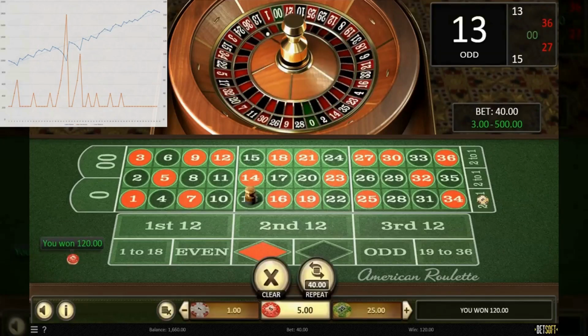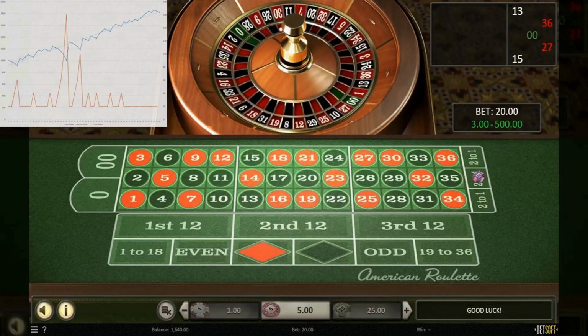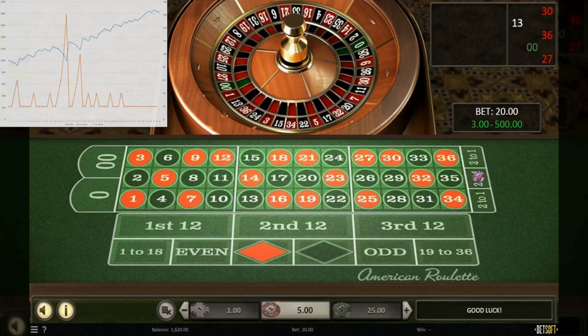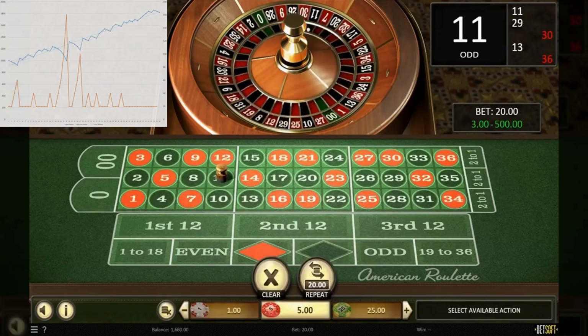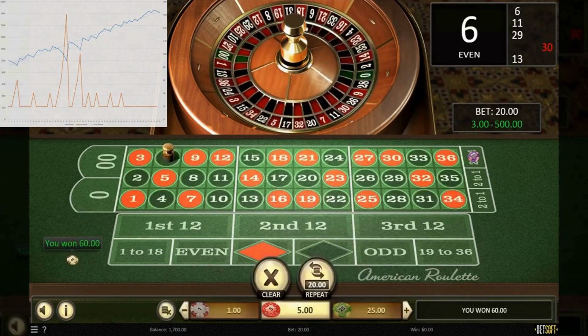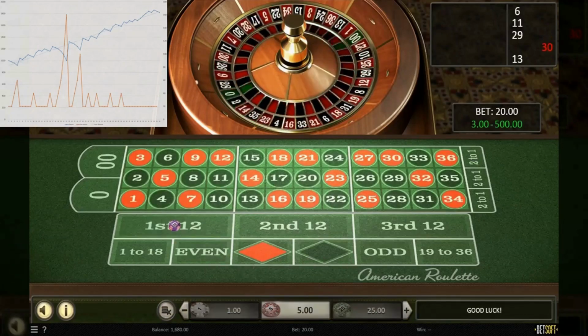This brought us to the end of the session with a balance of $1,820. Overall, we achieved an 82% gain over 55 spins, which is quite impressive, especially on a double-zero table.